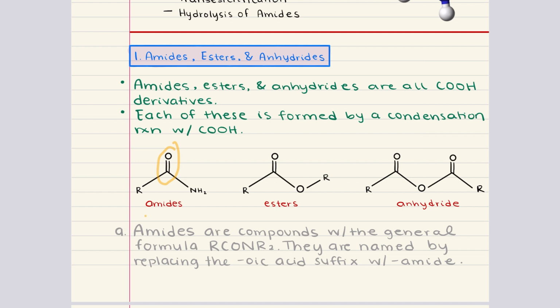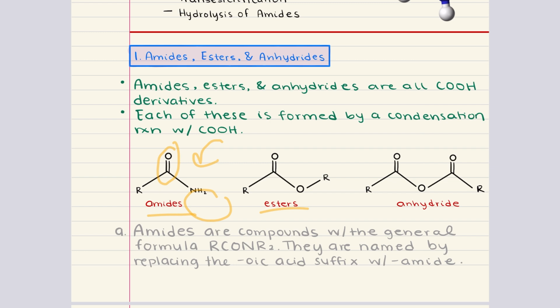First, we have amides. An amide is formed when the hydroxyl group of a carboxylic acid is replaced by an amino group, specifically a nitrogen atom that's bonded to hydrogen atoms or alkyl groups. The general structure of an amide is shown here. So again, you'll notice we have a carbonyl group that's directly bonded to a nitrogen atom.